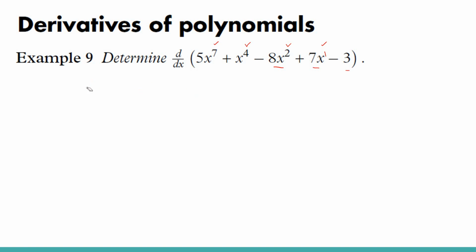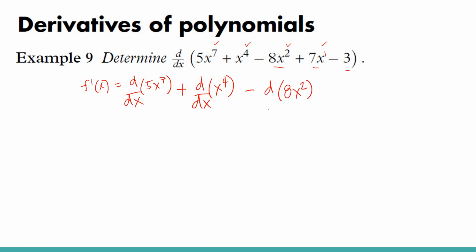So this will become f prime of x equals the derivative of 5x raised to the power of 7 with respect to x plus the derivative of x raised to the power of 4 with respect to x minus the derivative of 8x squared with respect to x plus the derivative of 7x with respect to x minus the derivative of 3 with respect to x. So there are 5 derivatives to solve.